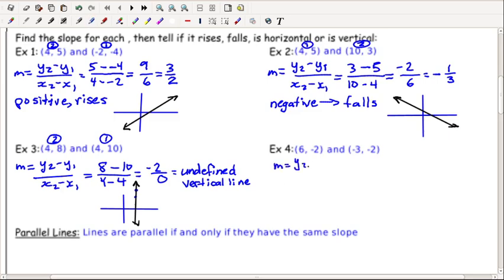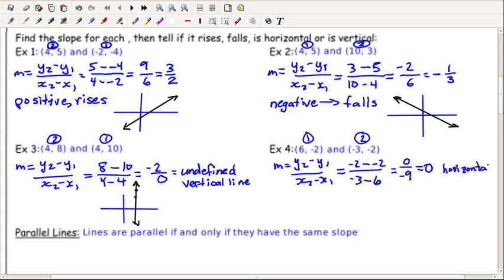Last example. M equals, again, y2 minus y1 over x2 minus x1. You're never going to forget this. And it's up to you. I'm going to call this 1 and this one 2. So, y2, negative 2, x2, negative 3, minus y1, negative 2, x1, 6, and that gives me 0 over negative 9, which is equal to 0. Meaning I'm not rising. This is, by definition, then a horizontal line.